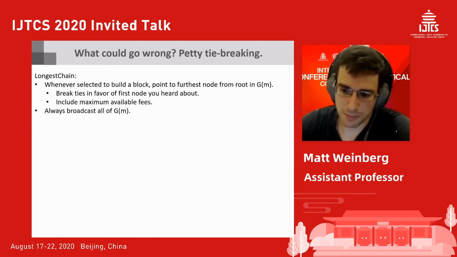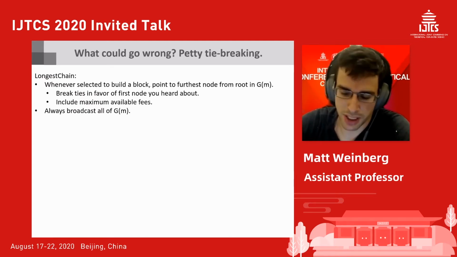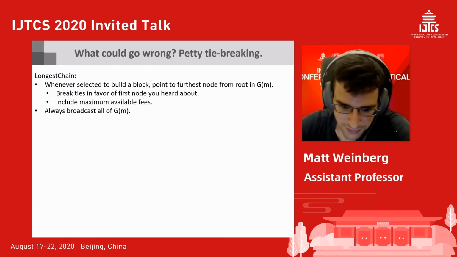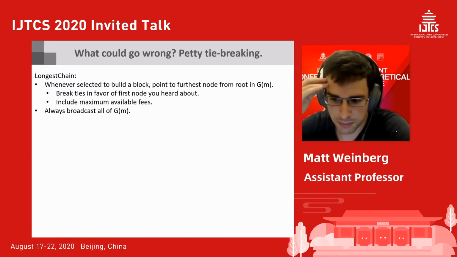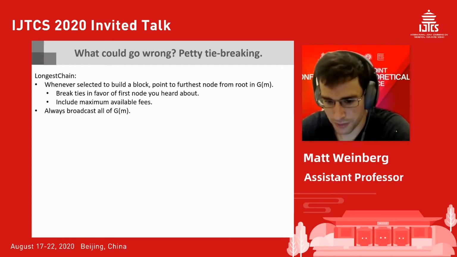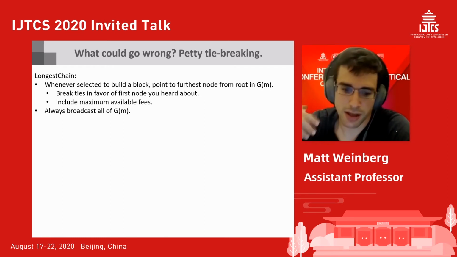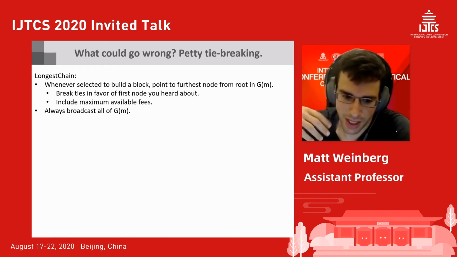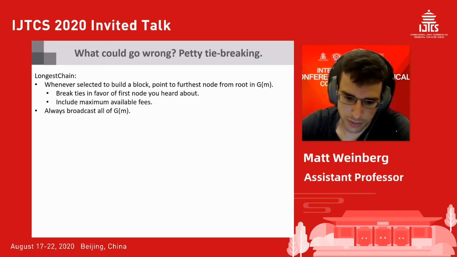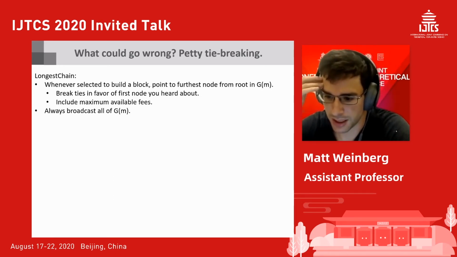Let me now give you the intuition, which again, you can get without understanding the formal model. The longest chain protocol with transaction fees would sound like this. Whenever you build a block, point to the furthest node. Break ties in favor of the first you heard about. You should do uniformly at random after that. And you should include the maximum available fees that are in the mempool that haven't been included in a previous block.